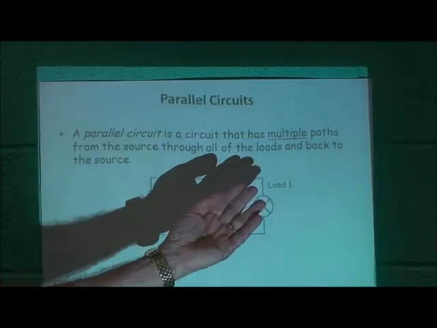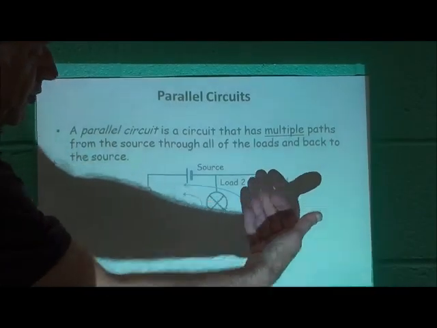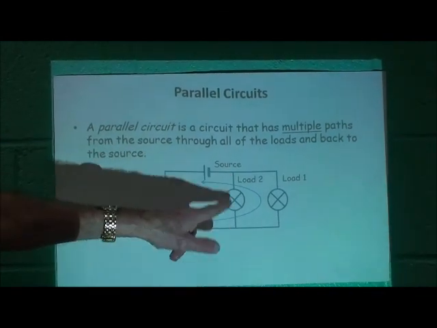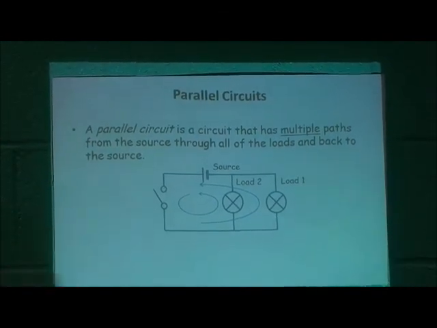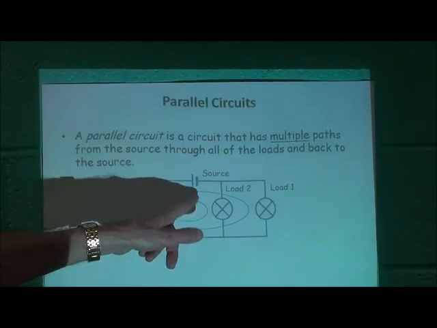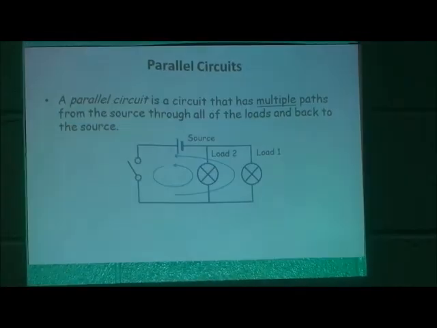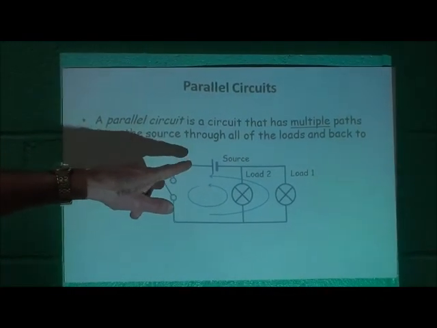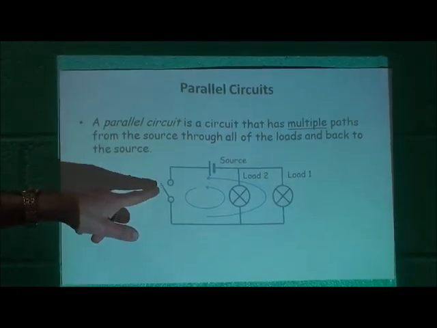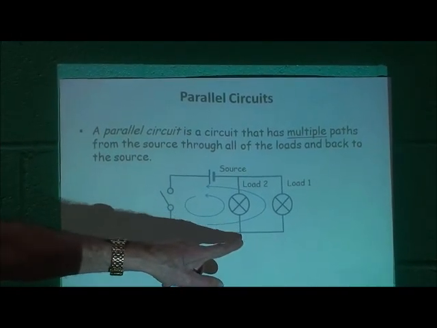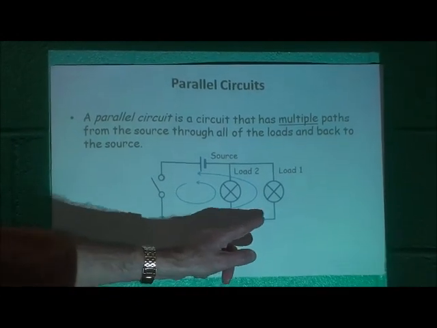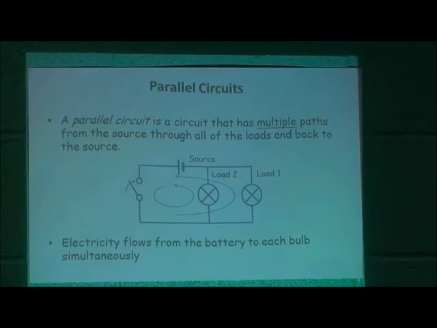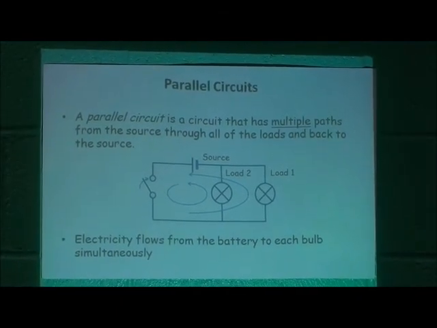If we cover up the load here, we would just have what we had before, other than the fact the load is shown here rather than down here, and we have a loop here, a path here, and another path going through load 1. So we have two separate paths. What happens is the electricity starts at the source. When the switch is closed, it comes to this point, but then it splits. Some of it goes there and some of it goes there. So electricity flows now to each bulb, not in turn, but simultaneously.